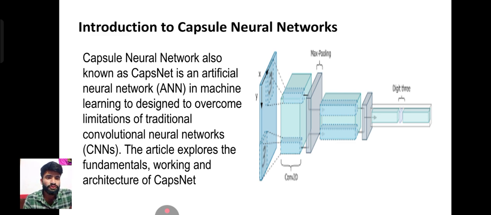Introduction to capsule neural networks. A capsule neural network, also known as CapsNet, is an artificial neural network (ANN) in machine learning designed to overcome limitations of traditional convolutional neural networks, also called CNNs. The article explores the fundamental working and architecture of CapsNet.